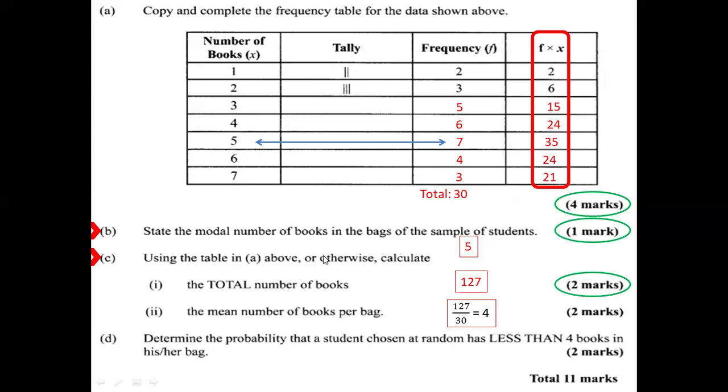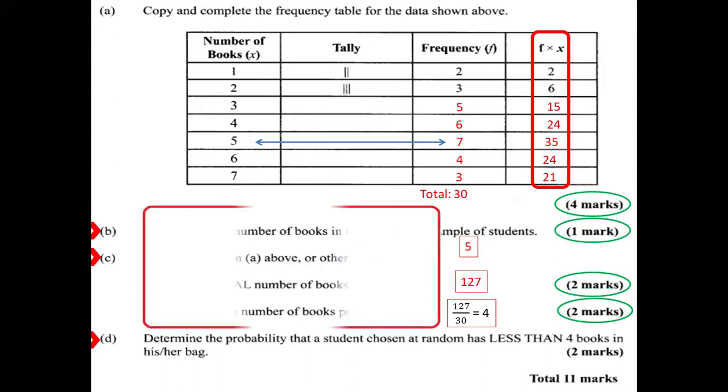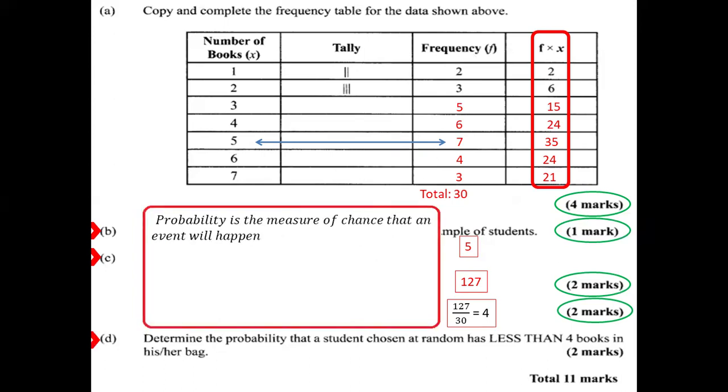All right. So 2 marks for the mean there. And then determine the probability that a student chosen at random has less than 4 books in his or her bag. Now, the definition for probability is really the measure of chance that an event will or will not or may not happen, right? It's given as expected outcome over the total possible outcomes.